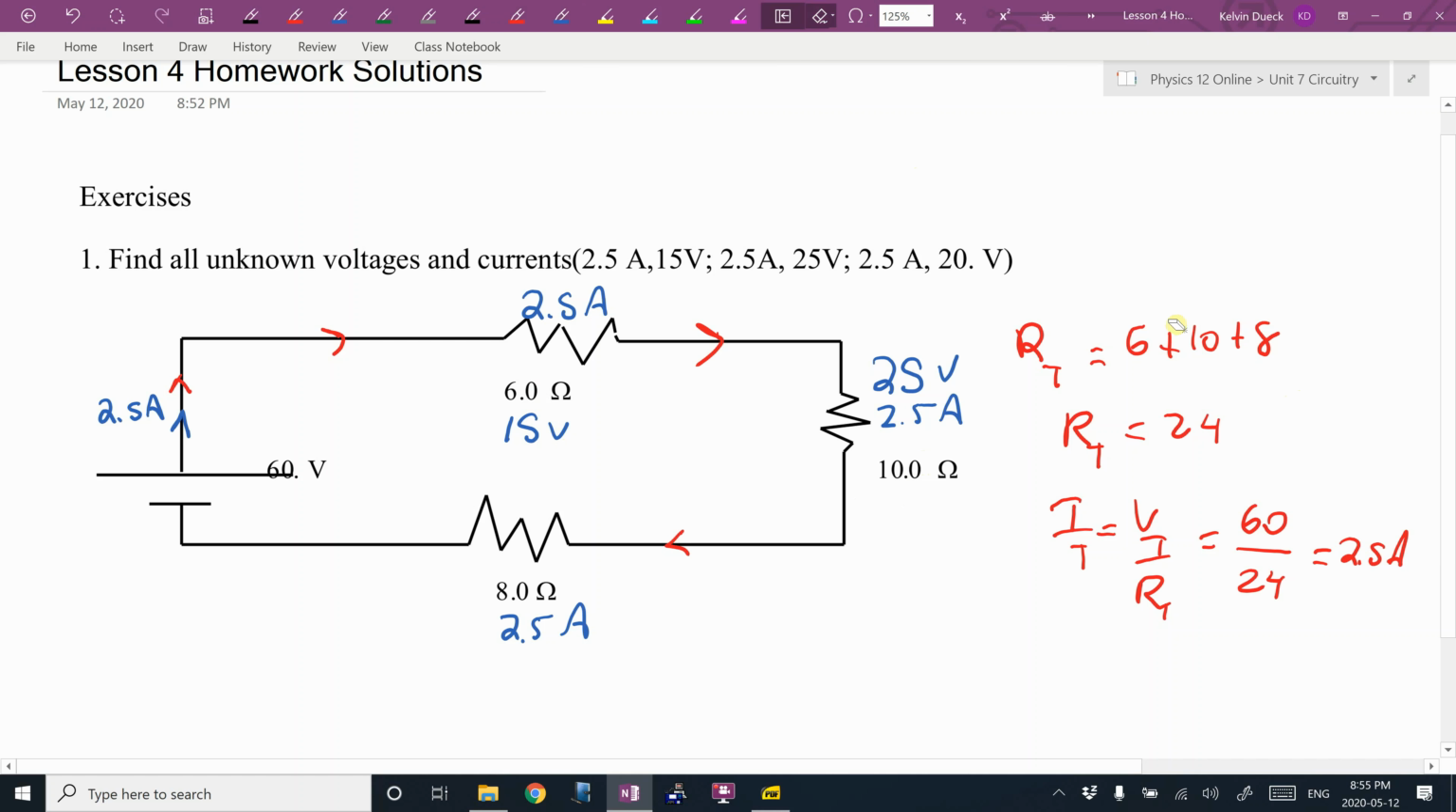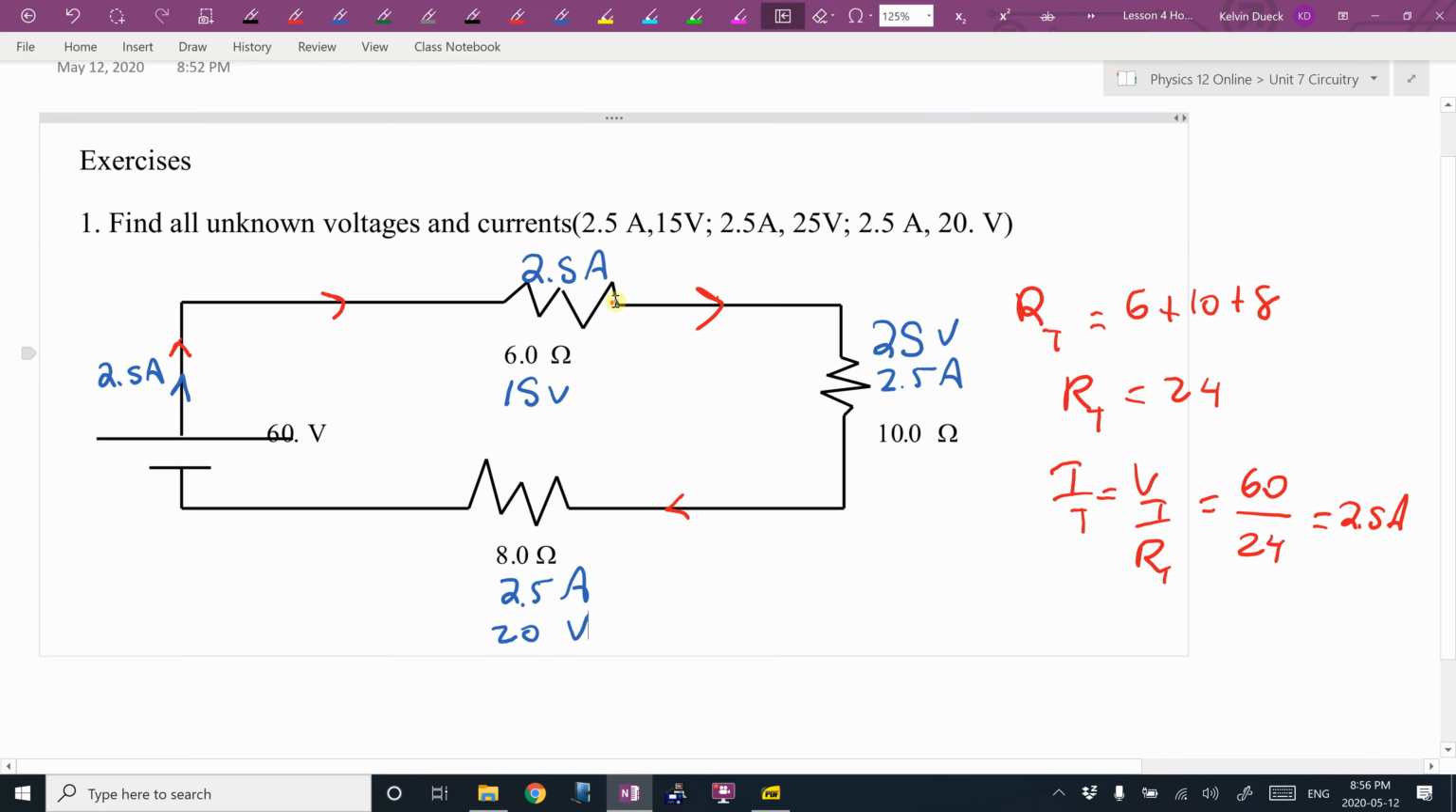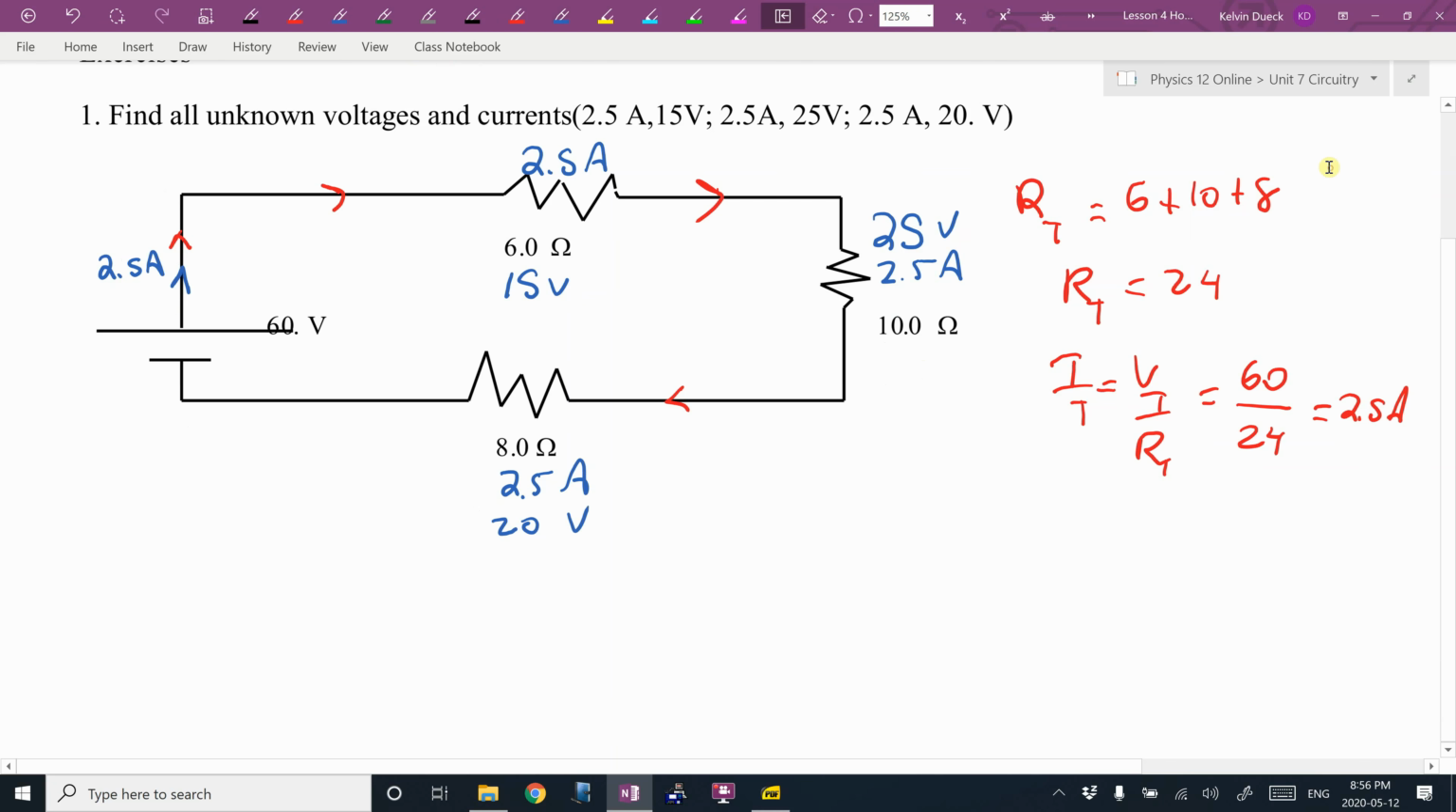Now I could either go 60 volts minus 15, 45, minus 25, 20, and so I could subtract my way by skiing and say that's 20 volts, or I could go 8 times 2.5, which is also 20 volts. They didn't ask me to find the power used, but now I could go V times I, and I could find how many watts of power each one of these little resistors is using.